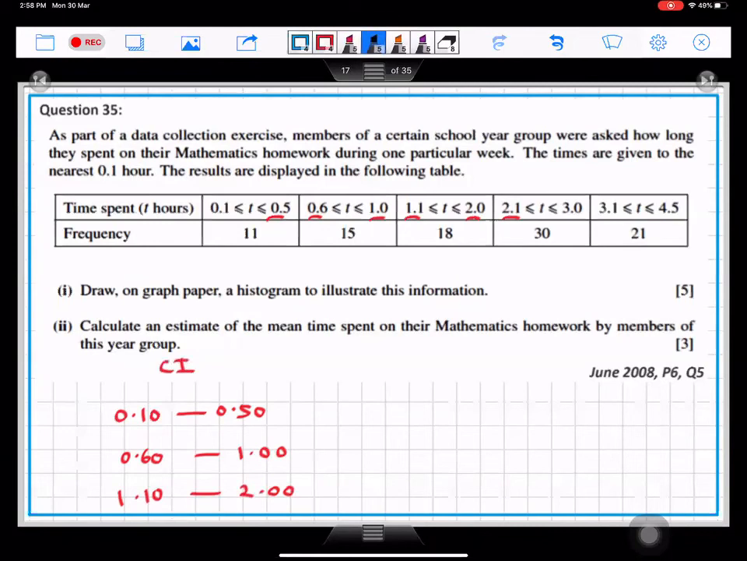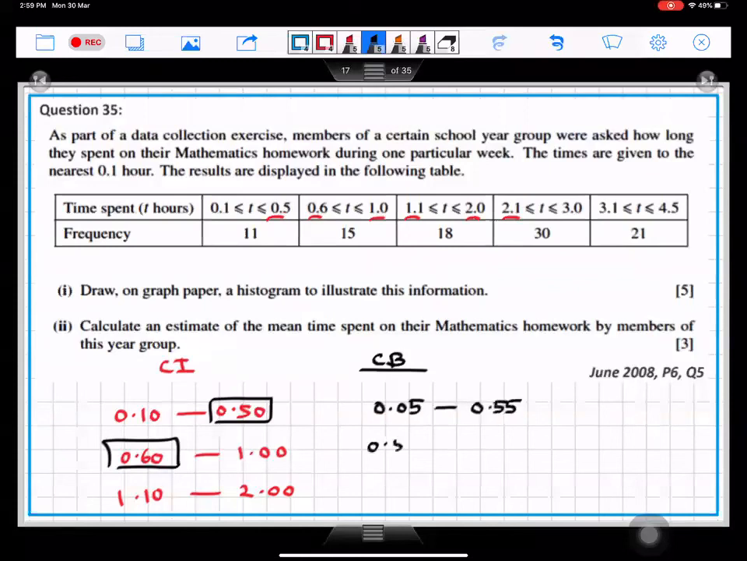How will you change it into class boundaries? What is the difference between 50 and 60? If I ignore the decimal, there is a difference of 10. So you add 5, you subtract 5. That means this one will become 0.05, just the concept of O-level math, and this is 0.55. This is 0.55, this is 1.05. This is 1.05, this is 2.05, and so on.